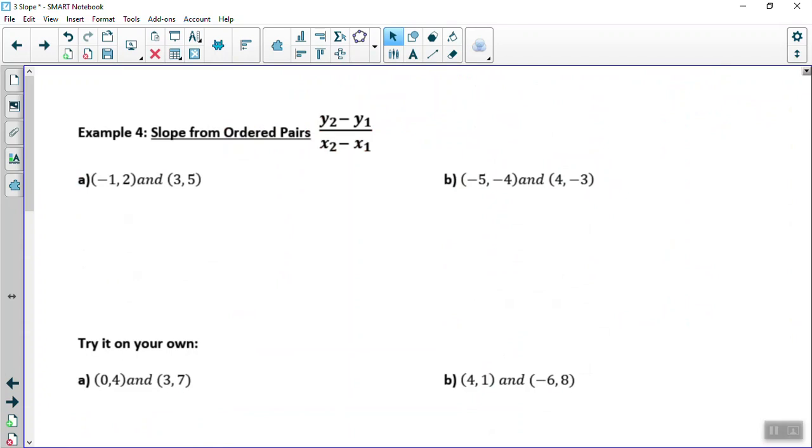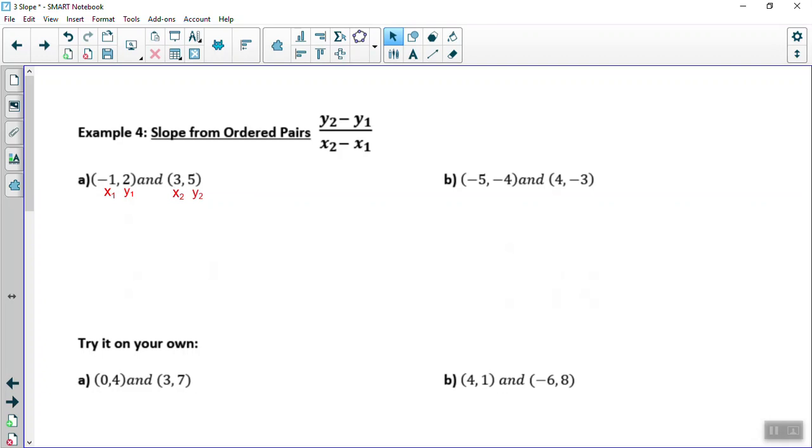Well, they're just telling you which ordered pair you're pulling them from. So my first ordered pair would be my x1 and my y1. My second ordered pair I'd label as my x2 and my y2. So the 1's are telling me that it's coming from the first ordered pair. The 2's are just telling me that it's coming from the second ordered pair.